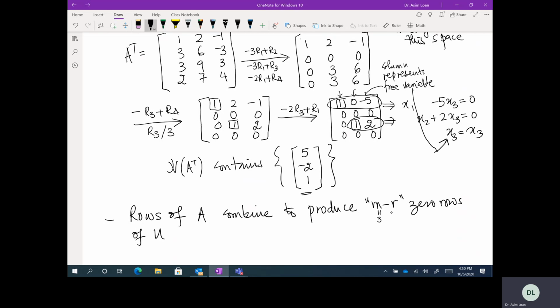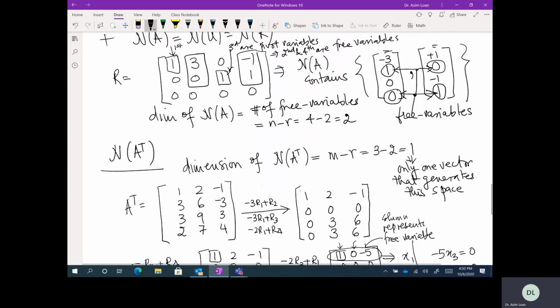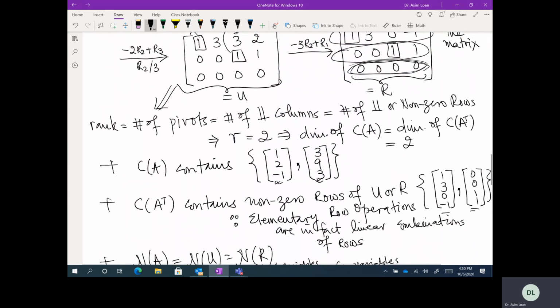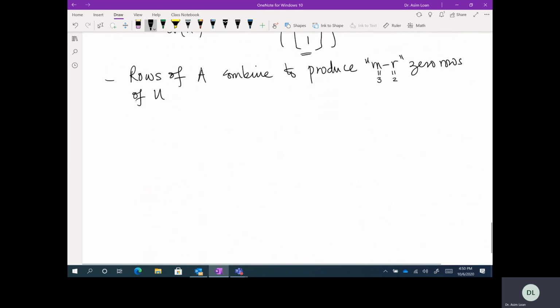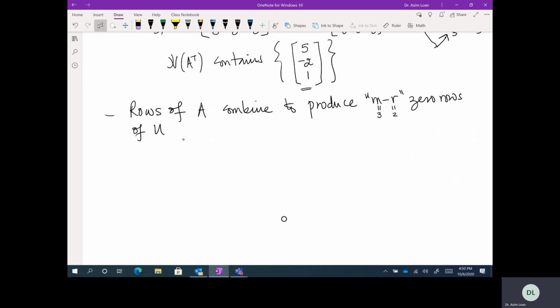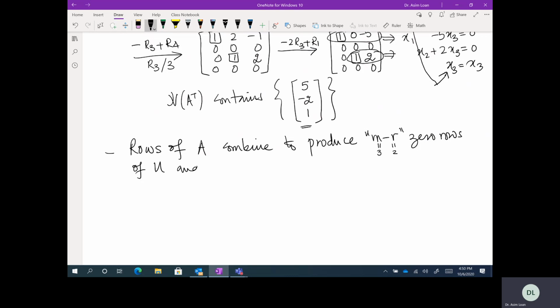Here m was 3, r was 2. So the last m minus r rows of U, which was this one, or this one, whatever you want to take. Since PA is equal to LU, all you need to do is find L for this example.